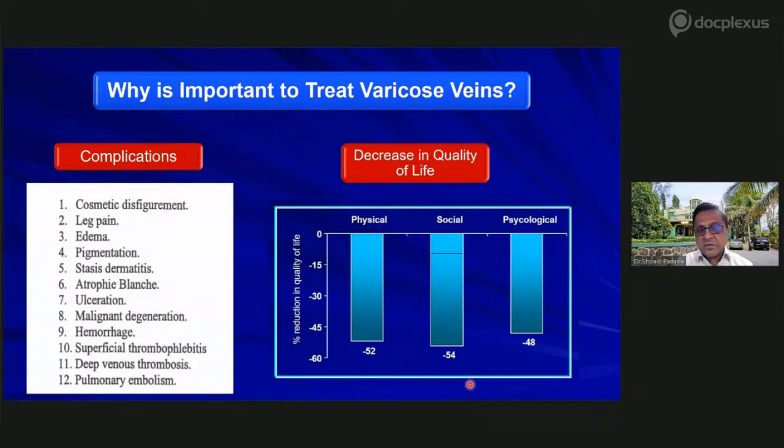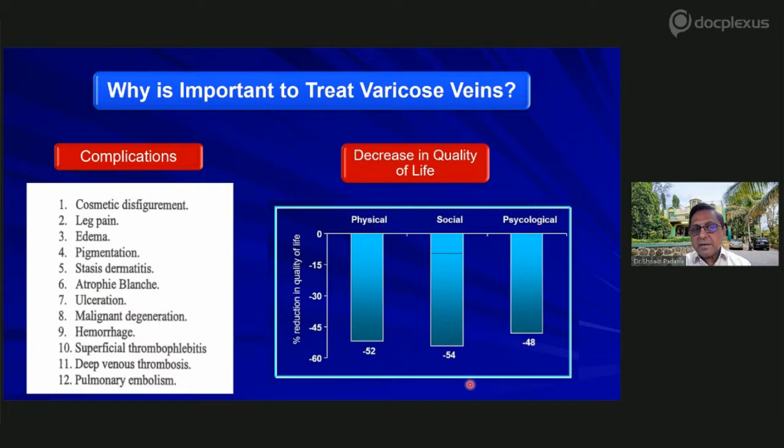Superficial thrombophlebitis is very common in patients with varicose veins, especially in the corona situation now, when thrombosis of blood is a very common problem we all know about. Deep vein thrombosis can occur in a patient with varicose veins, which can lead to pulmonary embolism.